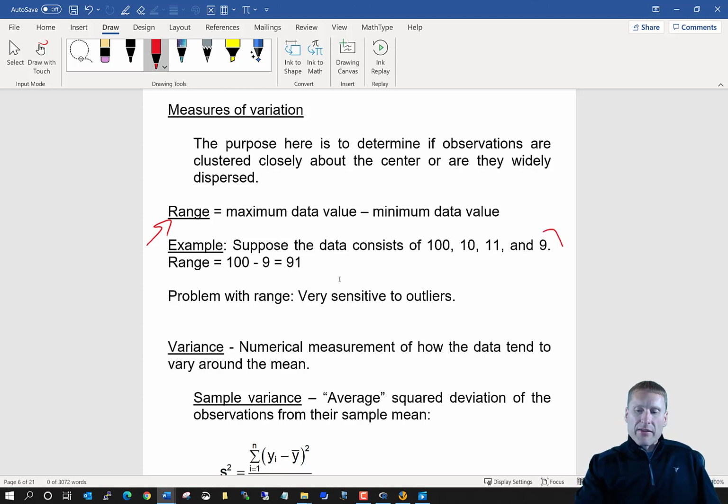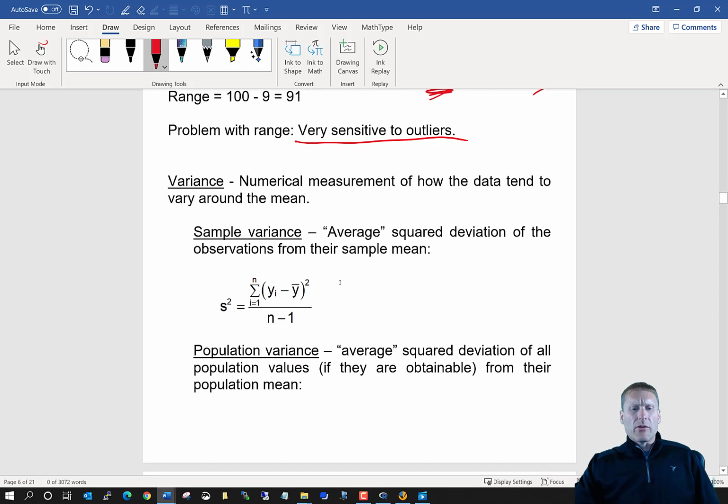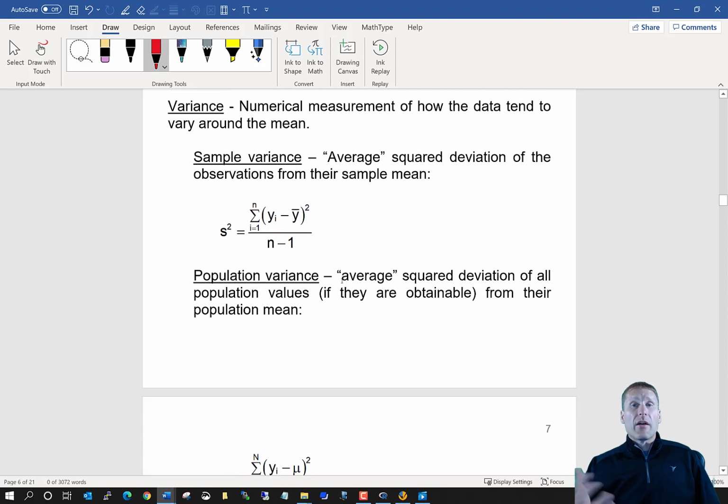So for example, let's say I had a sample consisting of the numbers 100, 10, 11, and 9. Well, the range is 100 minus 9, the maximum minus the minimum, and you get 91. Now, as you can see here, this 100 is kind of different from those other numbers. And it also helps you see that the range is very sensitive to outliers, or these extreme values. Because of that, we rarely use the range to measure variation. Instead, what we will typically use is something called the variance.